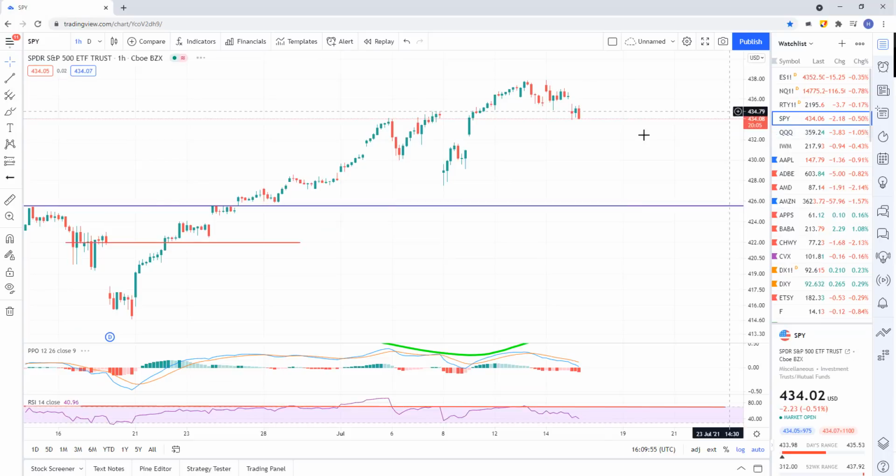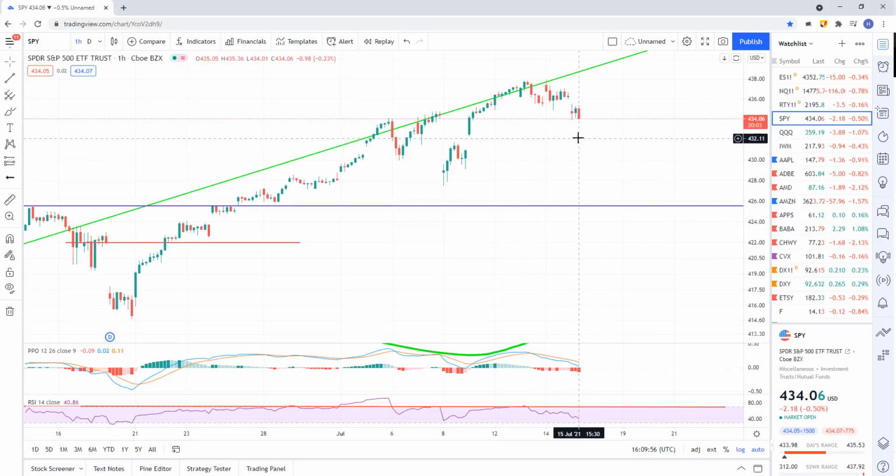All right, moving on to SPY. Now, SPY's likely going to follow what the Qs does because of the heavy weighting of those FANG stocks in the Qs and tech, which basically is the largest sector and the heaviest weighted sector in the S&P 500.